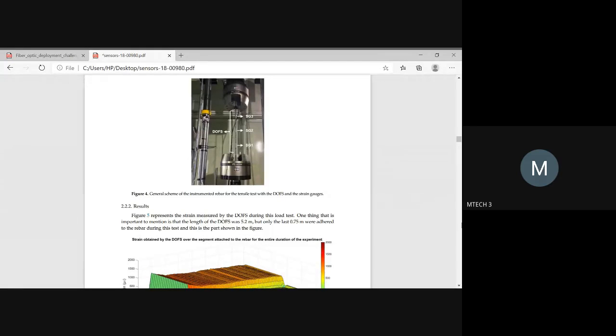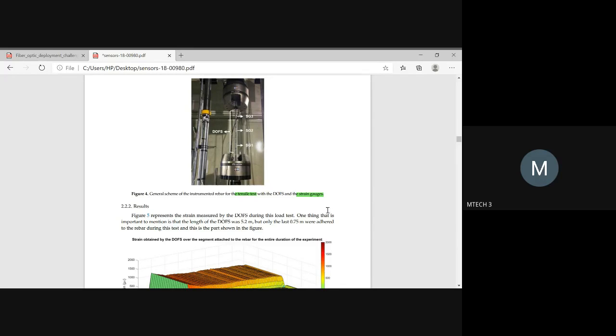And in experimentation, they have used distributed optical fiber structures along with strain gauges to measure the strain induced when a specimen is subjected to a tensile test. A specimen can be subjected to a tensile test or compression test, right? Due to this type of testing, obviously some strain will be induced. That strain we usually measure using some type of sensors, and one of them is strain gauge sensors.